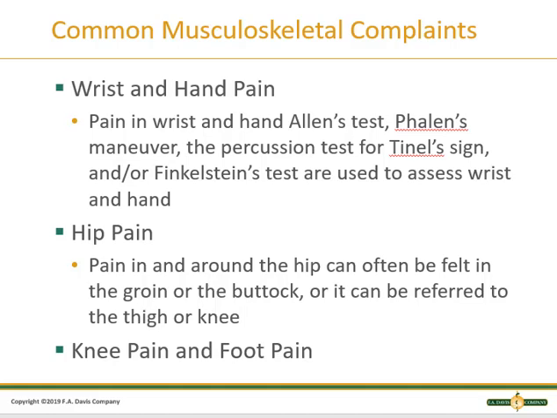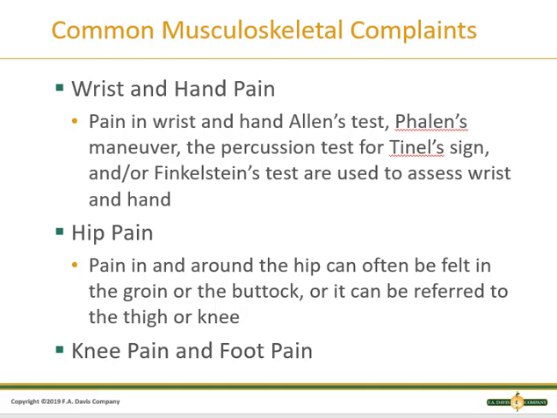Allen's test is to assess patency of the radial and ulnar arteries and the arterial arch. Phelan's test is to assess median nerve compression. Tinel's test is to assess for compression neuropathy, and the Finkelstein test is for de Quervain's disease. Based on what those findings are will determine what next steps you take to help your patient with those pains in the wrist and the hand.